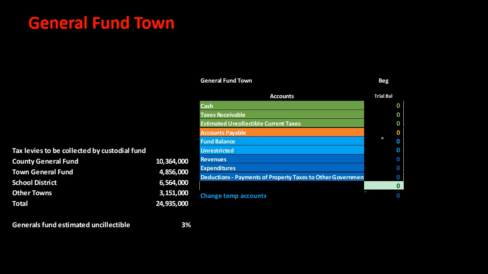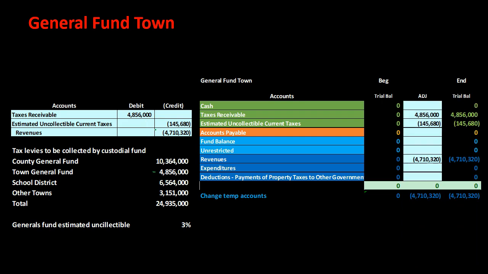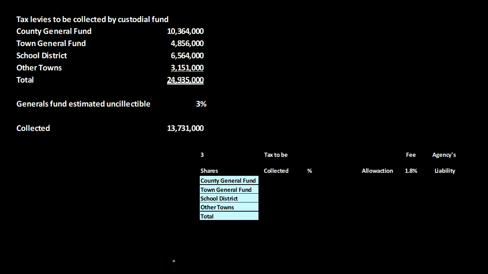How about the general fund for the town? Similar transaction, of course, except now we're picking up the amount of the town of the total that we allocated into the custodial fund, that being taxes receivable of the $4,856,000, estimated uncollectible 3% of that $145,680, then the difference of revenue going to the income statement account. So we have the receivable going up, we have the estimated uncollectible amount, and then we have, of course, the revenue, the credit to it.